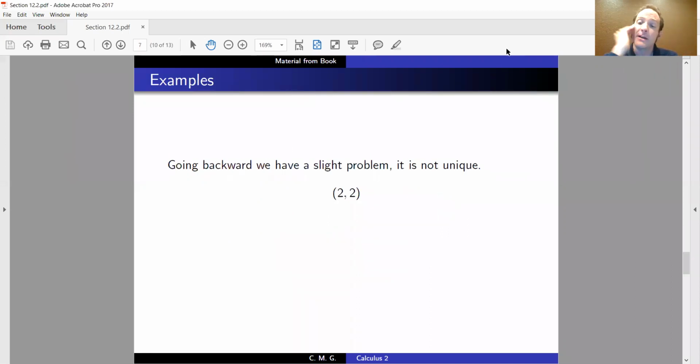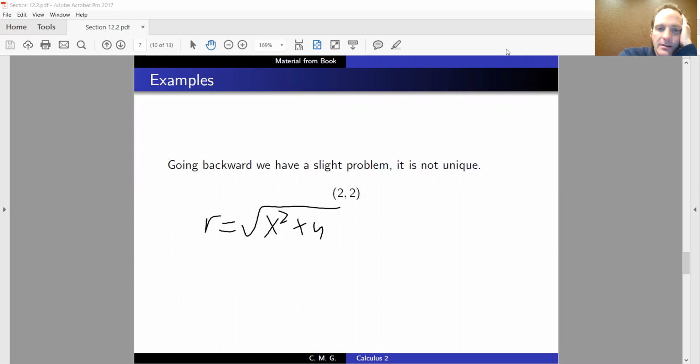So going backwards, we have this problem. We don't have a unique point here. So there's not a unique way to describe 2, 2. So I can do this. I basically say, okay, so the radius I can find as the square root of x squared plus y squared. And so that's going to be 2 square roots of 2. So it's 4 plus 4, which is 8. Square root of 8 is 2 root 2. Okay.